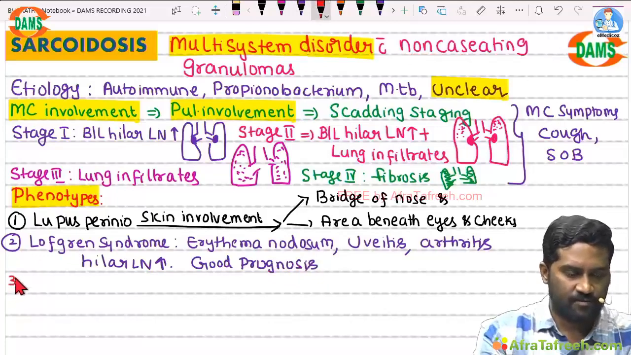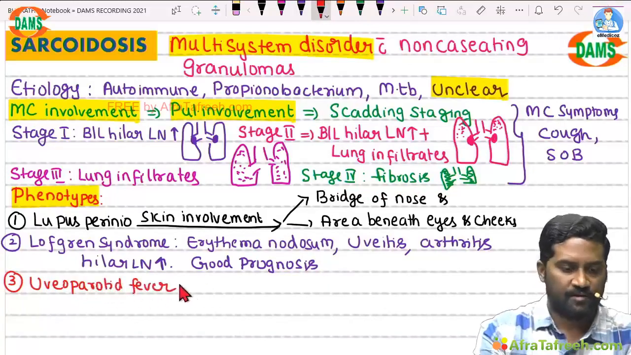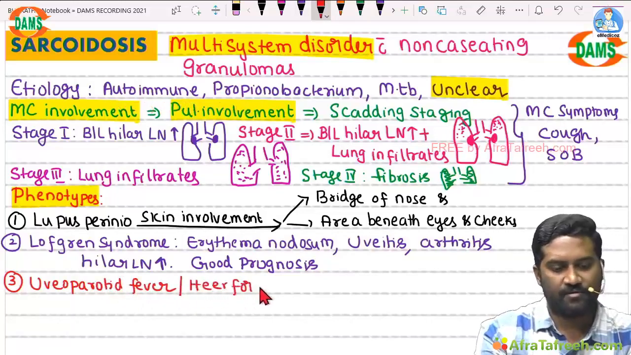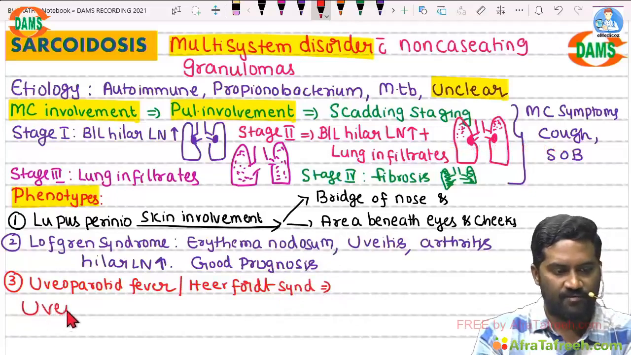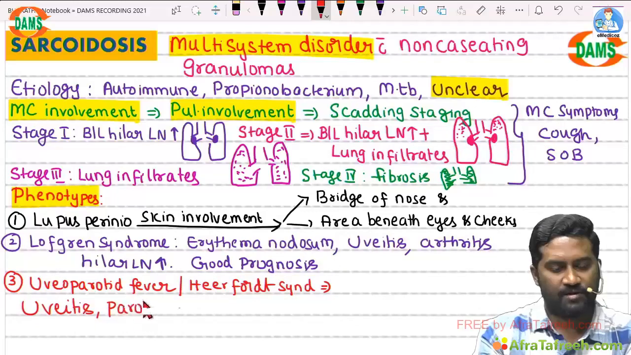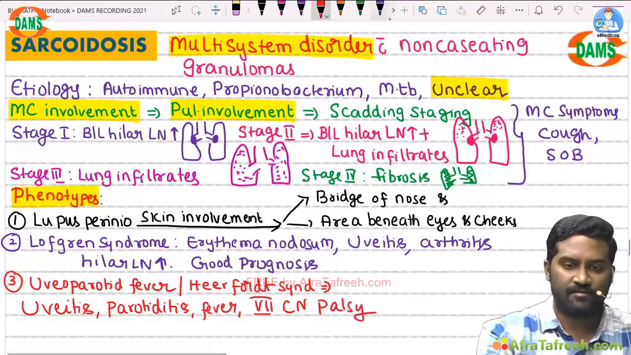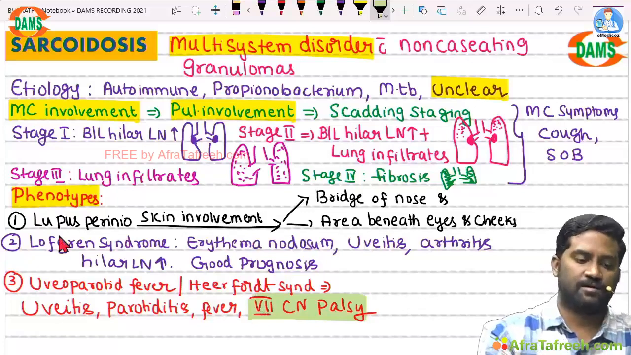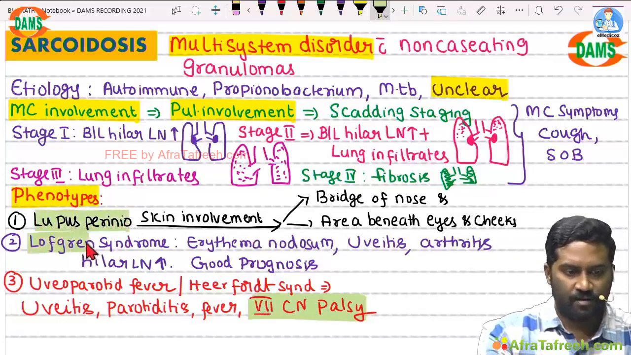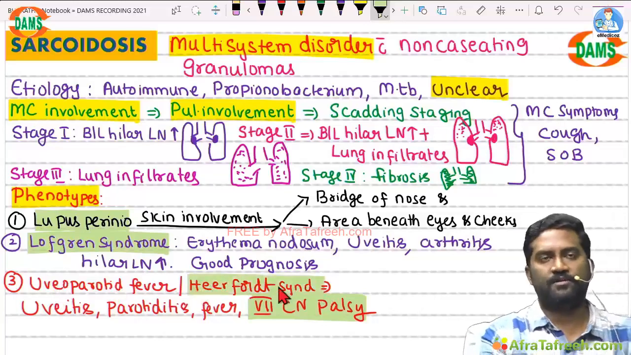The next important phenotype is uveoparotid fever. It is also called Heerfordt syndrome. As the name indicates, patient will have uveitis, parotitis, fever, and most importantly 7th cranial nerve palsy. Frequently asked question: most common cranial nerve involved in sarcoidosis? Your answer should be 7th cranial nerve. You must know what is lupus pernio, Löfgren syndrome, Heerfordt syndrome. These are a few phenotypes of sarcoidosis.